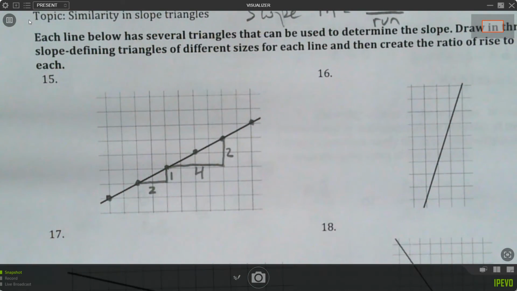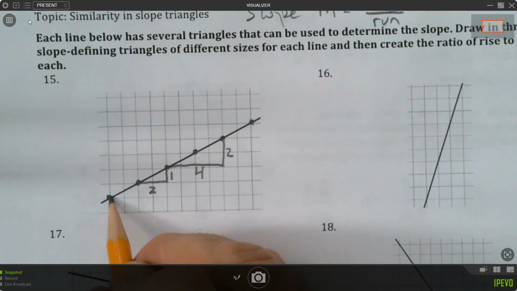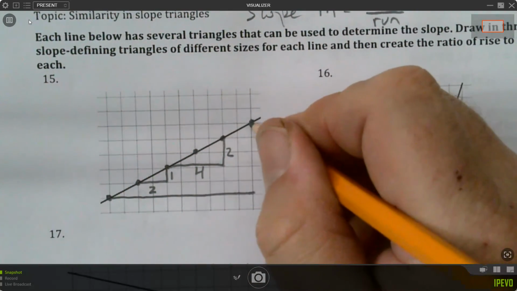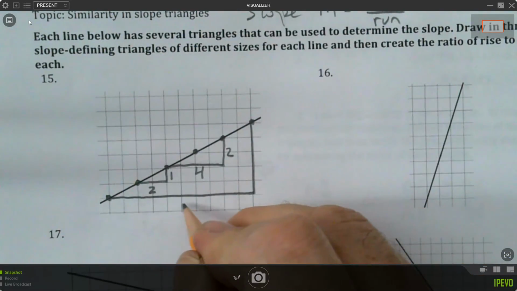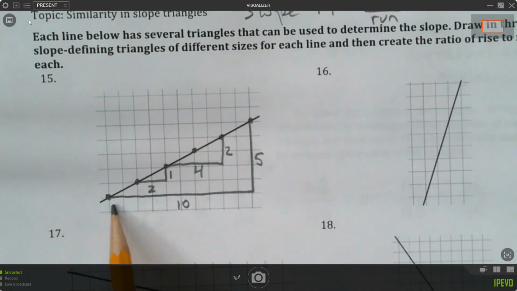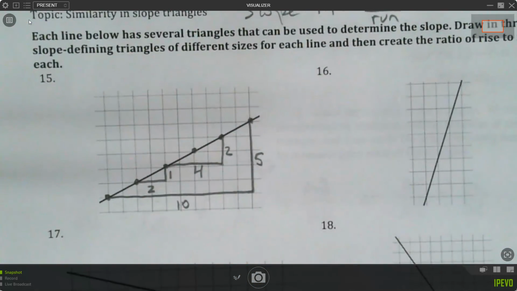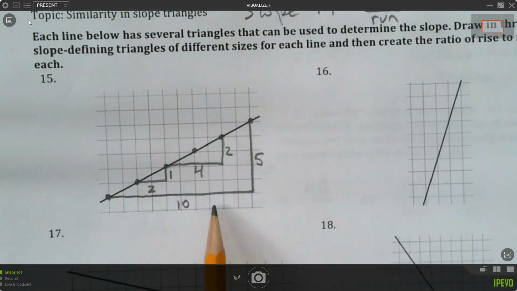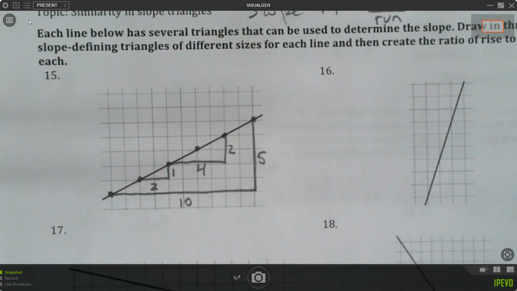And you know what they say, go big or go home, right? I could draw another triangle right here that goes the whole distance. And in this case, my run is 10 and my rise is 5. Count them. 1, 2, 3, 4, 5, 6, 7, 8, 9, 10. There we go. Did it in Mandarin too.